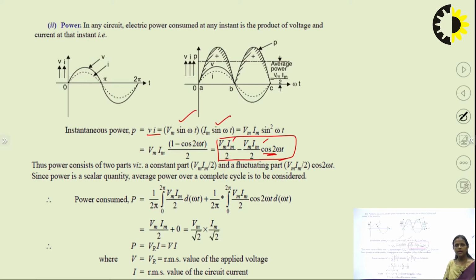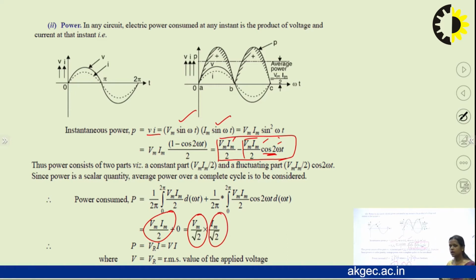Now if you want to find the average power, the average value of the cos term will be equal to 0, but Vm Im by 2, if you integrate for one whole cycle, you will get the value Vm Im by 2. This is the average value, where Vm and Im are the maximum values of voltage and current. But if you want to write it in terms of RMS, then Vm by root 2 is the RMS voltage, and Im by root 2 is the RMS current.